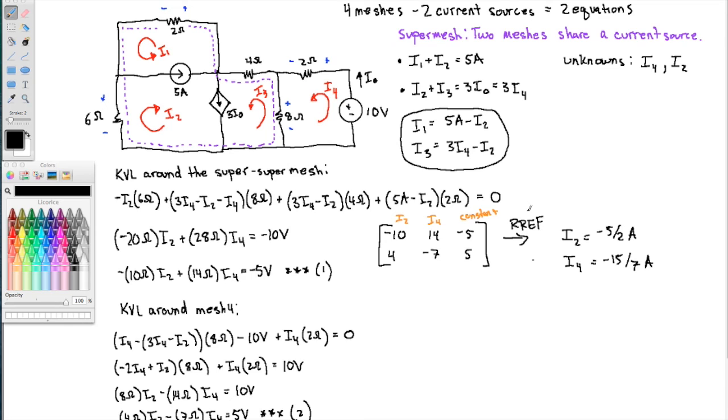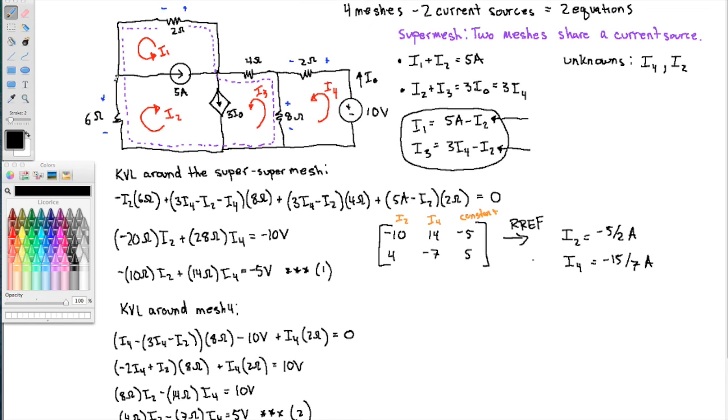Okay, now I want to do one more example. I'm not going to find the voltages and the powers and so forth, but I just want to point out what you would do next to solve this. So now we have our unknowns, I2 and I4. With those, we can get I1, right? 5 minus I2, and we have I2. And we can get I3, 3 times I4 minus I2. So we have all of the mesh currents at that point.